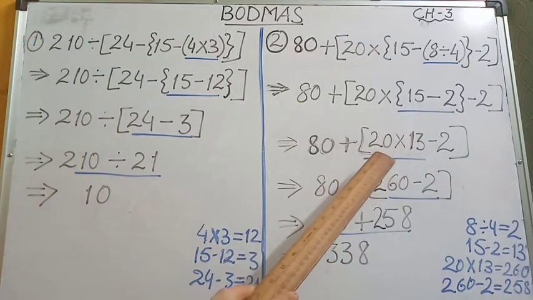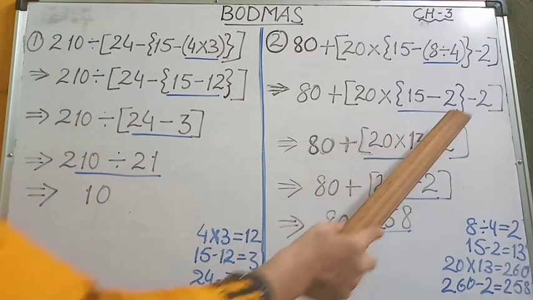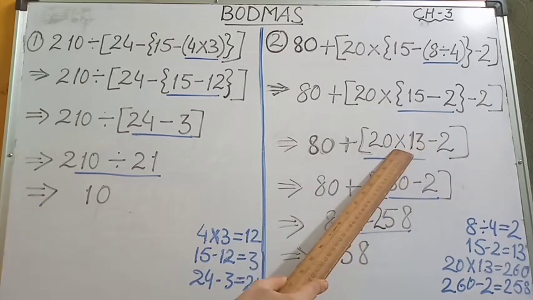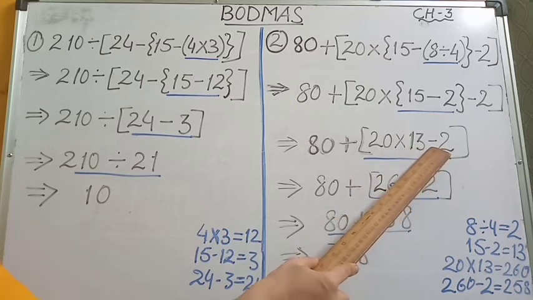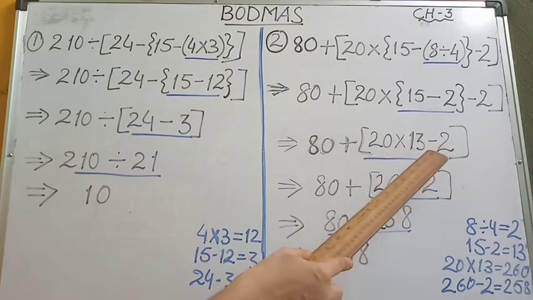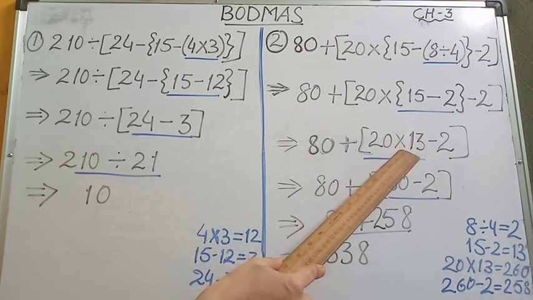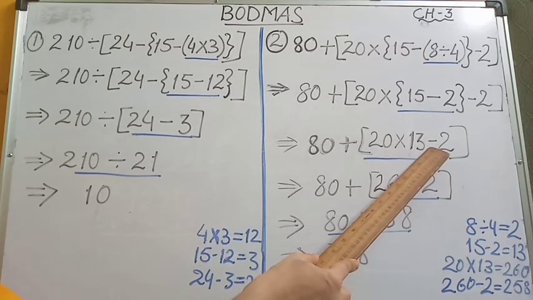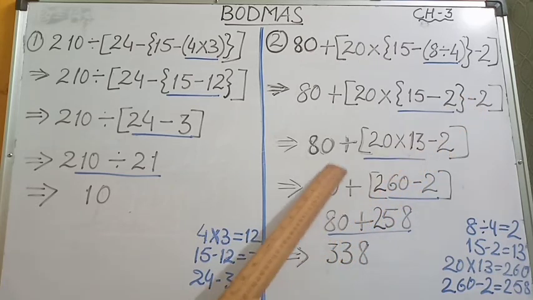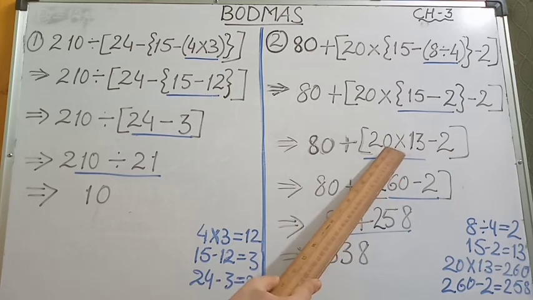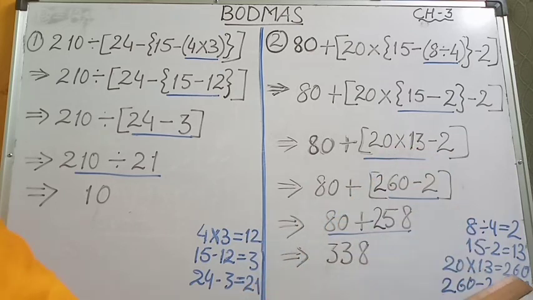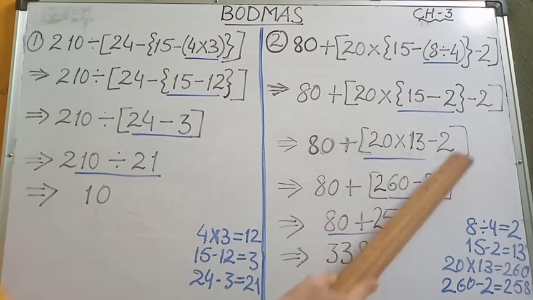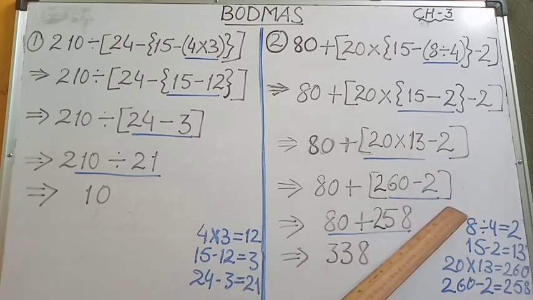Now we have only one bracket left, that is the square bracket. But within the square bracket you can see two operations are there. Multiplication is there and subtraction is there. So if two operations are there, we have to follow BODMAS rule. According to that rule we have to solve multiplication first, then subtraction. So let's start. 80 plus 20 into 13 is 260. So in place of this we will write 260 minus 2, then square bracket close.